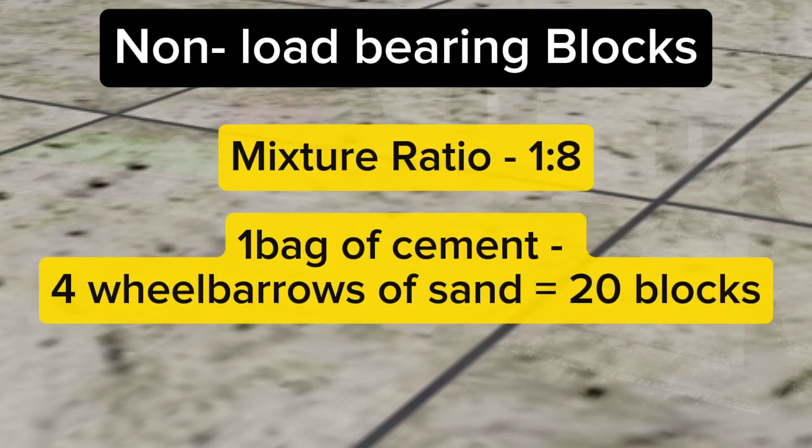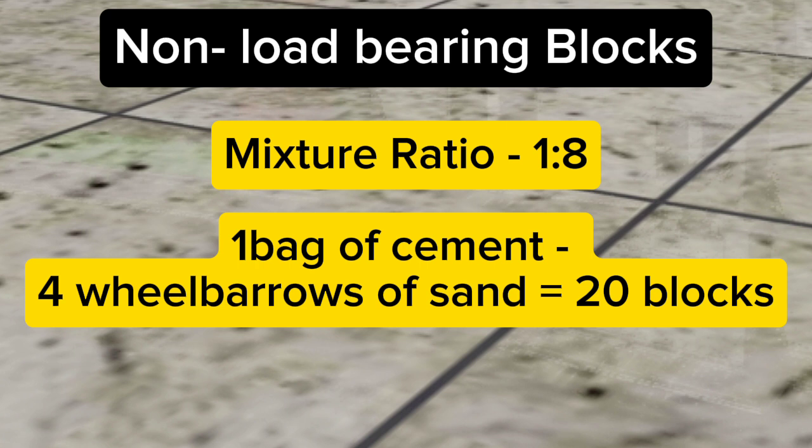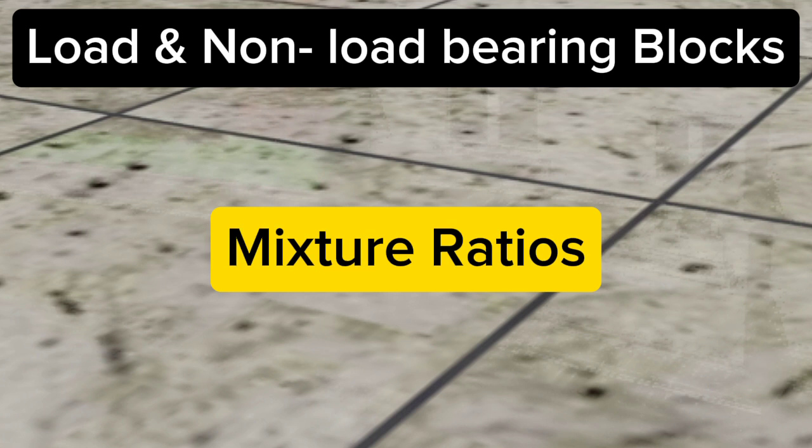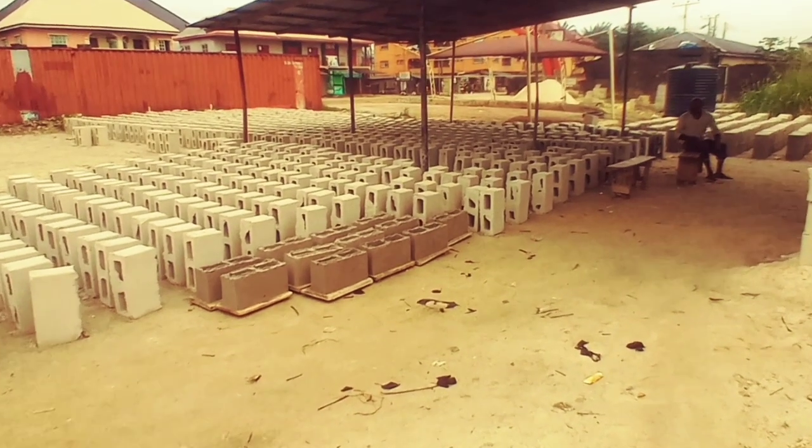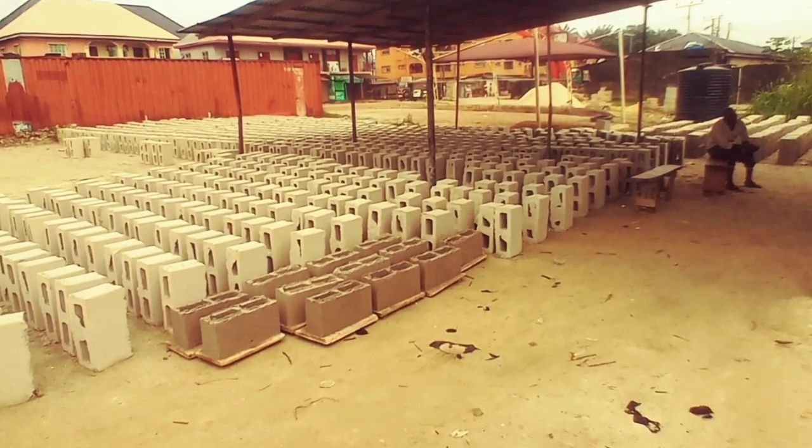Now, for non-load bearing blocks, you're supposed to use the mixture of 1:8, and that is 1 bag of cement to 4 wheelbarrows of sand or 16 headpans of sand, and this mixture is expected to give you 20 pieces of blocks. The number of blocks produced from these mixture ratios as recommended by NIS are possible where vibrated machines are used in the production of sandcrete blocks.